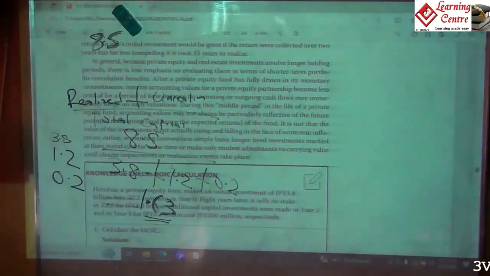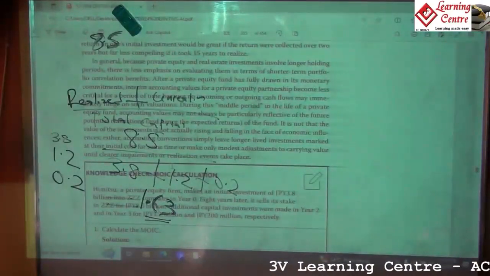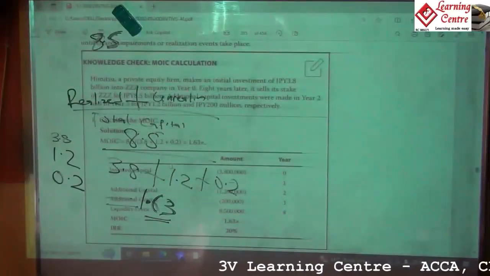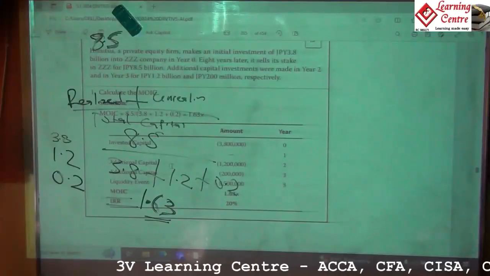Okay, so let's continue. So that is one of them. We can use MOI as another form of performance appraisal, so that is MOI. So that's how they got 1.63. So another one is IRR. IRR, we can use IRR.